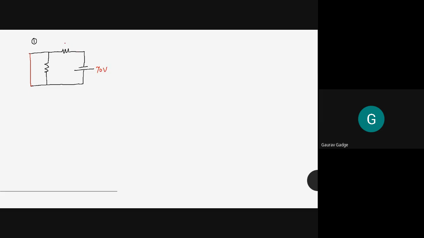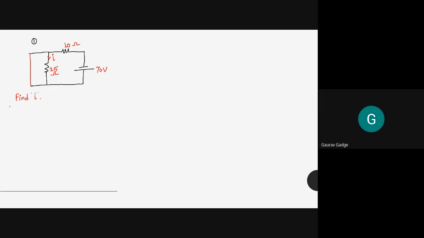this is 10 ohms resistance, and this one is 25 ohms resistance. And the question is, find I. Find I. Can anyone tell me the value of the current?